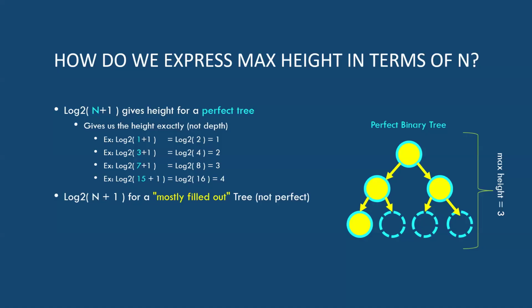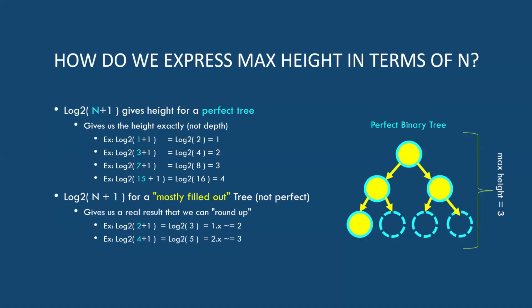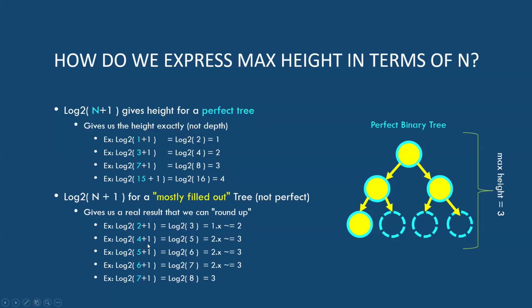Now, if the tree isn't perfectly filled out and it's mostly filled out, we can still just round up by applying the ceiling function in math to take whatever that rounded number is up to the next highest integer. Okay, so even if it's not a perfect tree, we could still take a 4, for example, and say, oh, okay, log base 2 of 4 plus 1, that's 2.3. It's going to be a maximum depth of 3, okay?